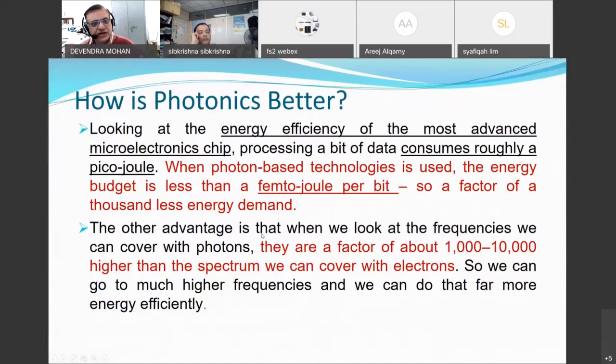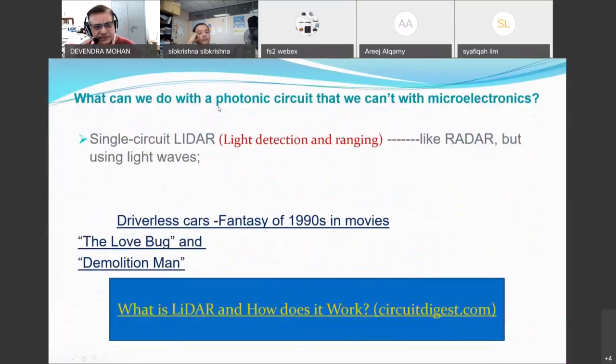The other advantage is that when we look at the frequencies we can cover with photons, they are a factor of about 1,000 to 10,000 higher than the spectrum we can cover with electrons. So we can go to much higher frequencies and we can do that far more energy efficiently. So that is why photonics is better than electronics now.